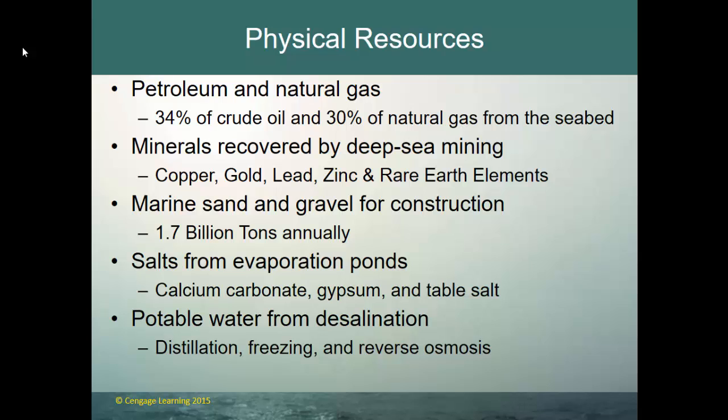And we also learned in the book that fresh water is the ultimate limiting factor in terms of how many people can live in any area. There has to be enough fresh water for all those people to drink.